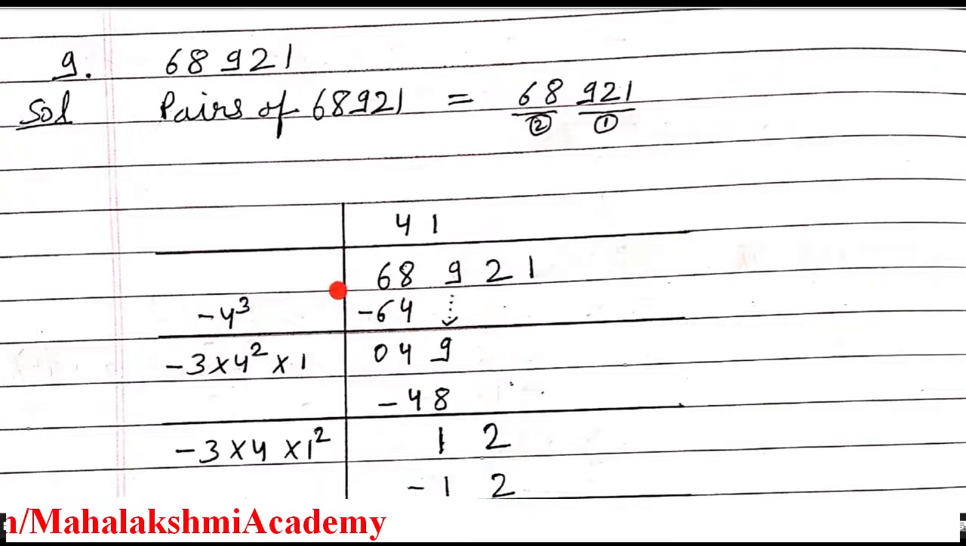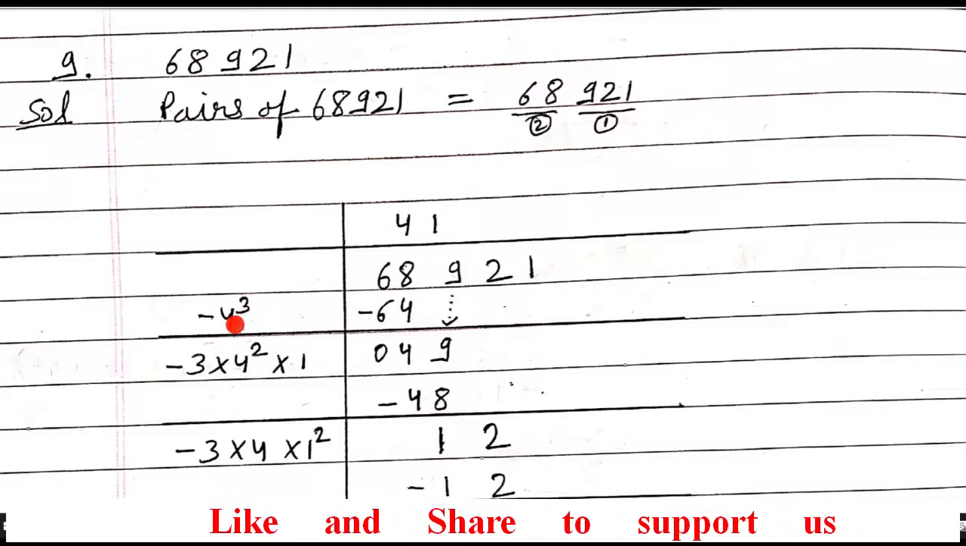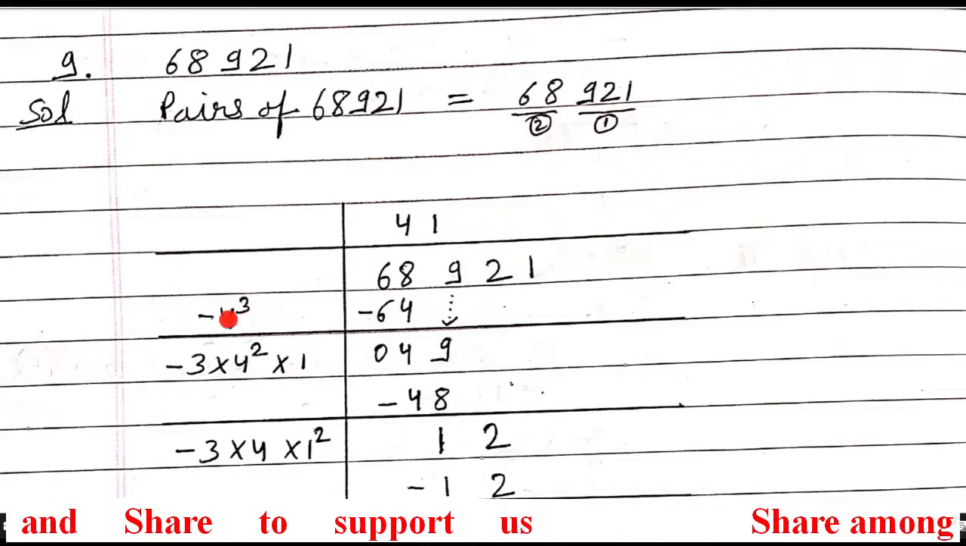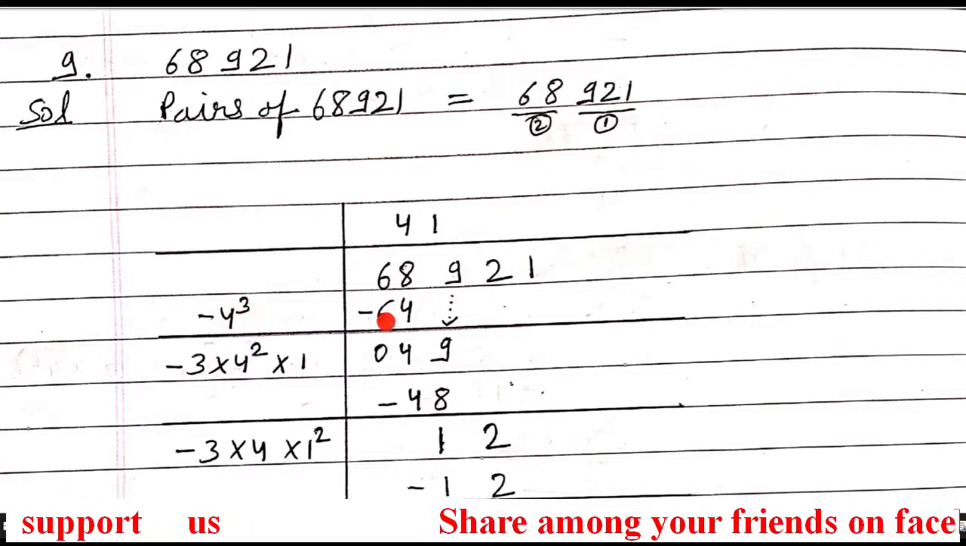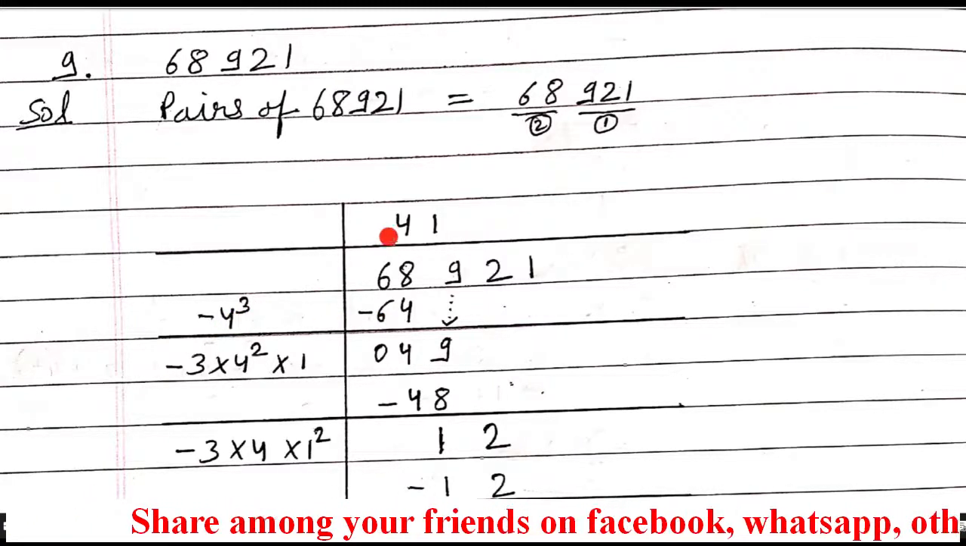I am repeating here from the front, the first pair is 68, so write 68 together. Now we have to think of a number whose cube is either 68 or just less than 68. We found that 4 cube is 64, which is just less than 68. That's why we write 4 cube, and the minus sign is there because we are going to subtract. So minus 4 cube, what's the answer? Minus 64.